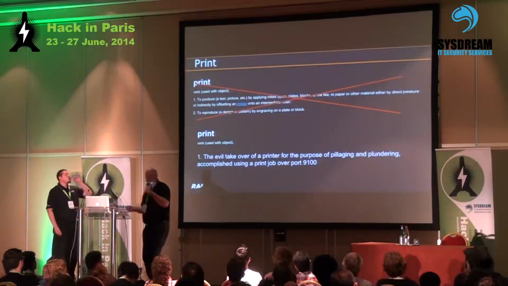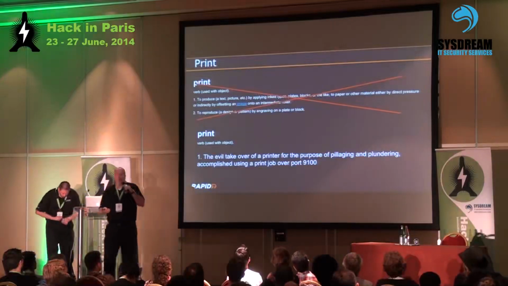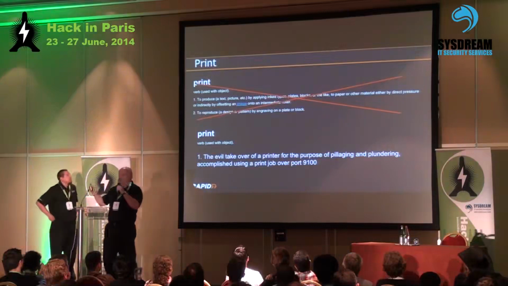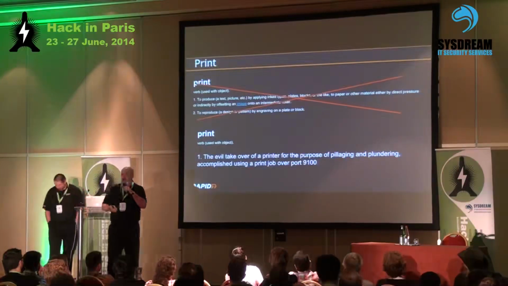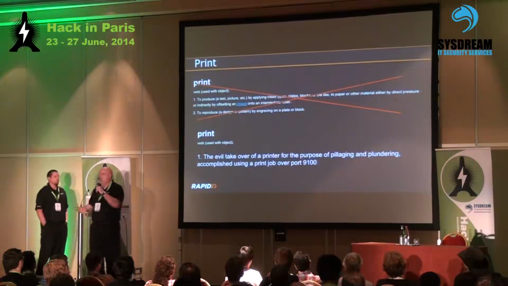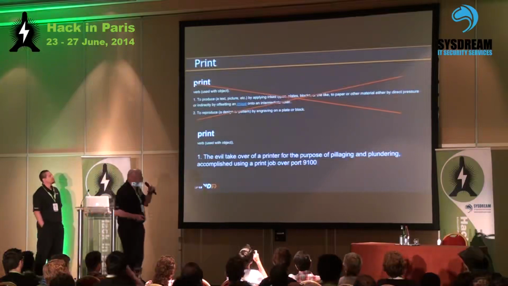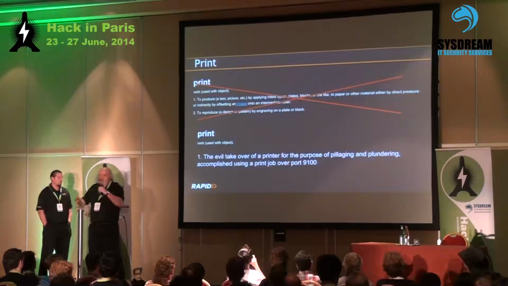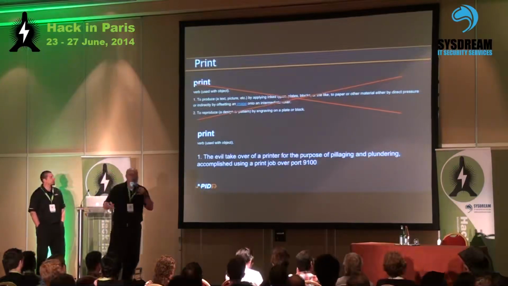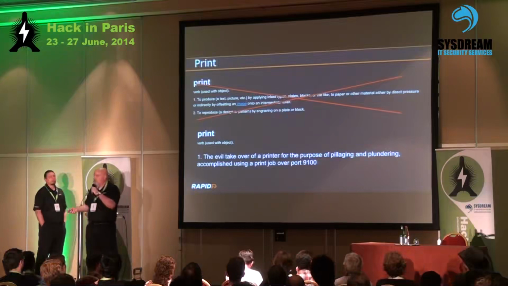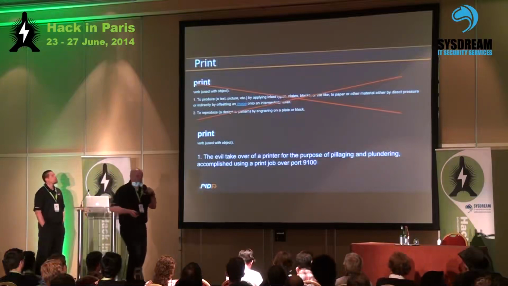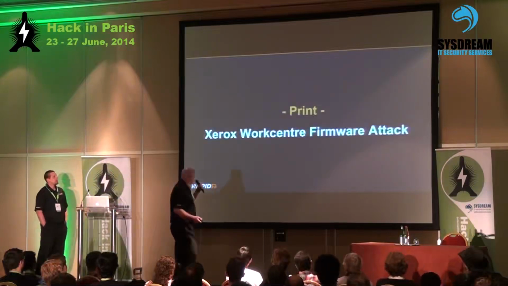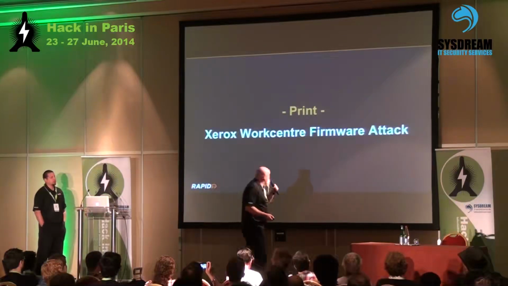You know, we wanted an attack that, of course, the presentation is about plunder, pillage, and print. So plunder was evil, pillage was evil. Well, how can we make print evil? Our goal here is to be able to create, for no better purposes, a print function, or be able to send something to port 9100 and actually take over the printer. So we're going to do what's known as a Xerox WorkCentre firmware attack.